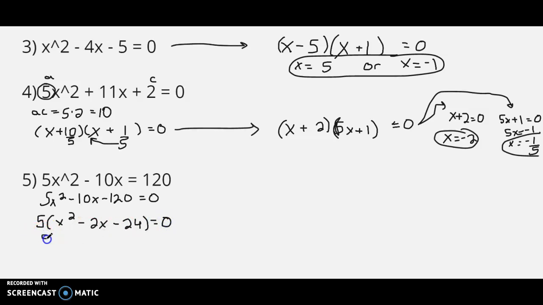And then we can factor in the normal way. We ask ourselves, what factors of negative 24 add up to negative 2? And we would say a minus 6 and a plus 4 make that work. We can then solve each of these for x. We get two answers. X equals 6, or x is going to equal negative 4.